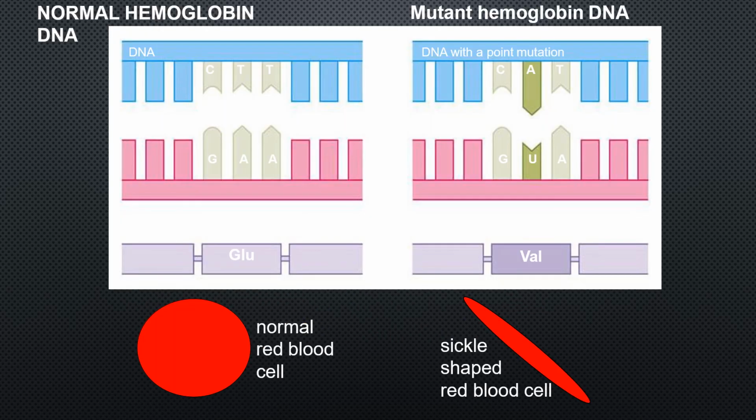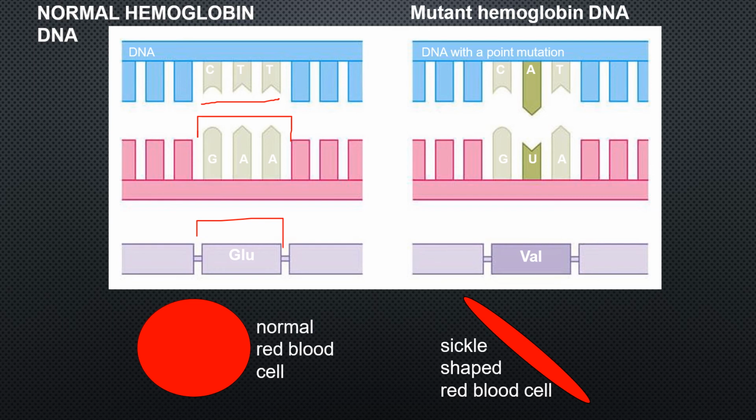Okay, so our normal hemoglobin, that hemoglobin is the protein in the center of your red blood cell that allows you to carry oxygen to all parts of your body. As we go along in our DNA, we have CTT as one of our codons, and then here are our anticodons, GAA, which codes for glutamine.